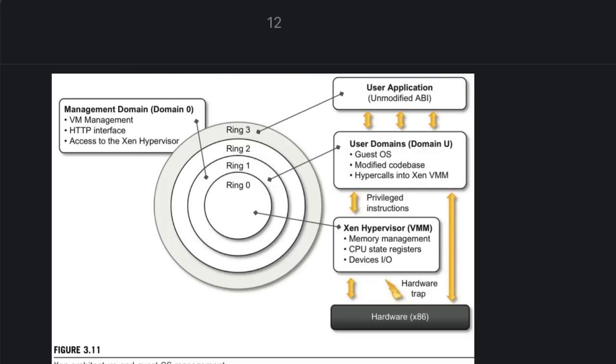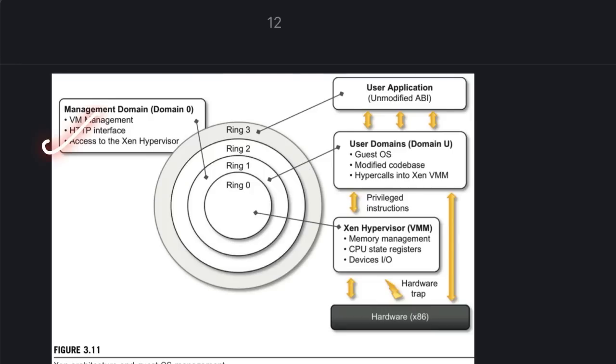Next, after that we have domain 0. In domain 0 we have the management domain. Management domain means it is a privileged virtual machine that will manage the Xen hypervisor and any other guest virtual machines here. It is the only domain that will have direct access to the hardware resources through the hypervisor. This domain 0 is typically used for system management tasks, which include VM management, meaning managing the other virtual machines: creating, destroying, configuring, and all of that.